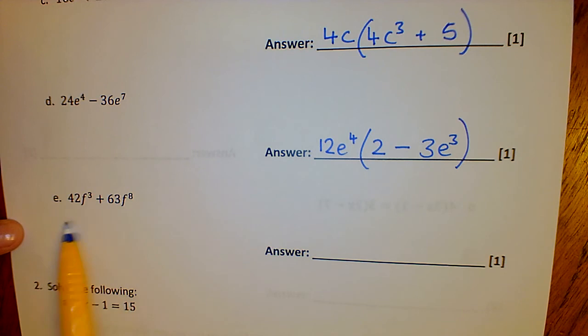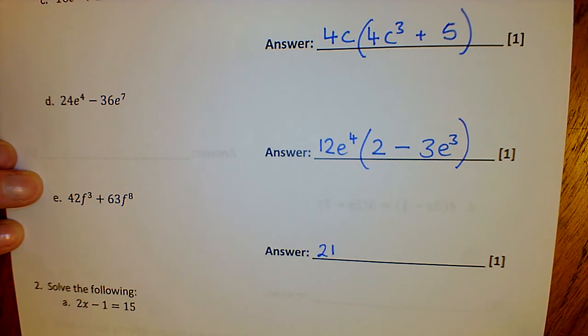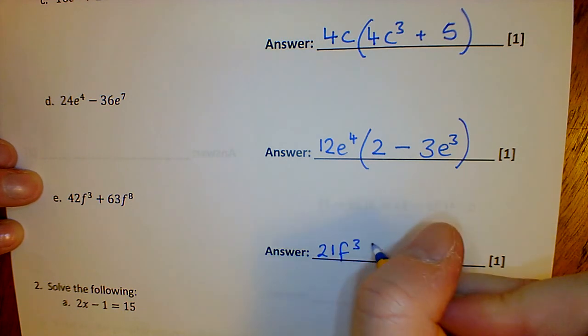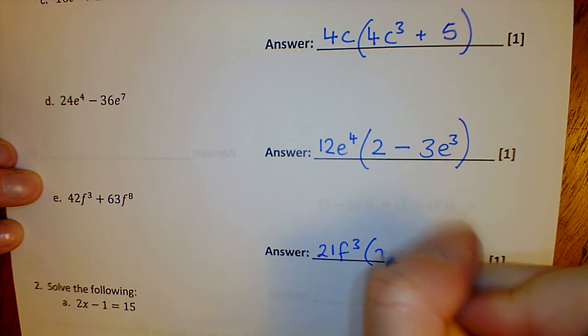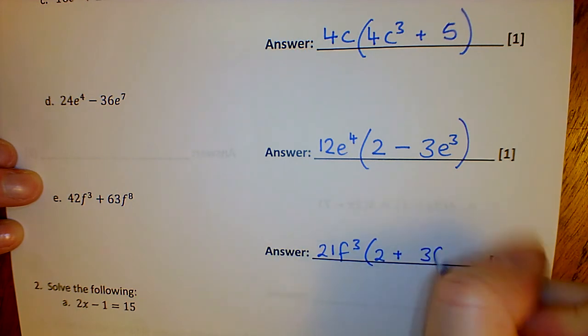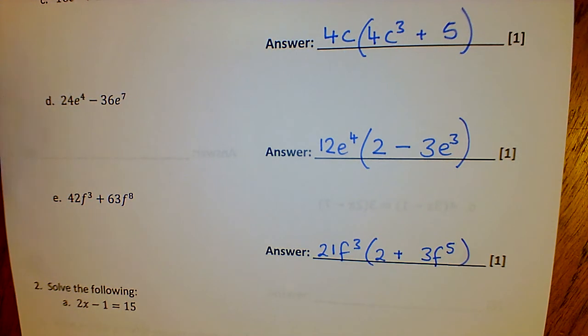And again, the most common mistake with e, people took 7 out, whereas you have to see that you could take 21 out. And we can take f to the power of 3, so I'm left with 2 plus 3 f to the power of 5.